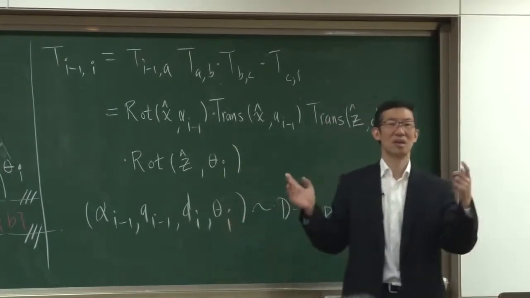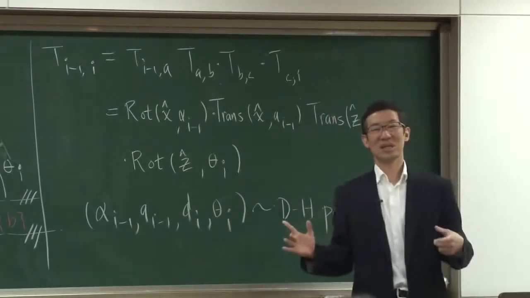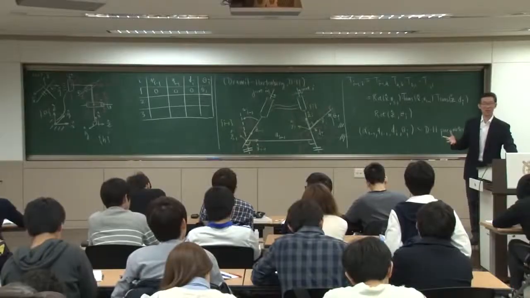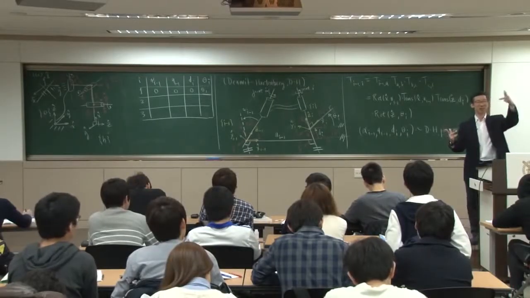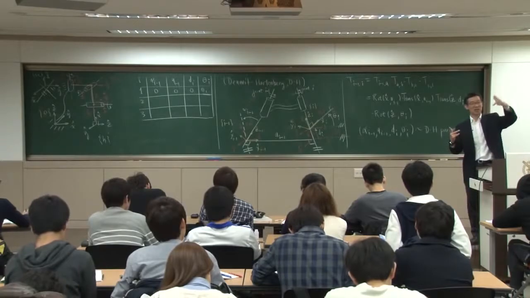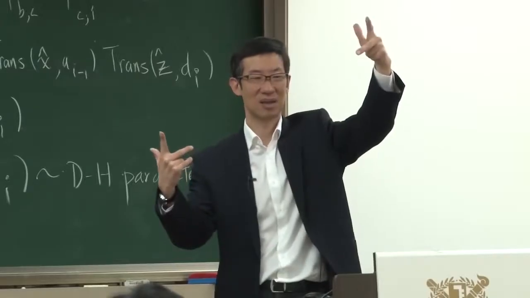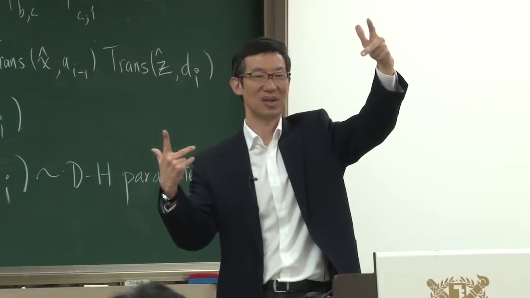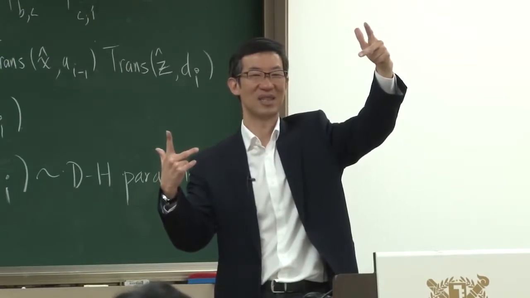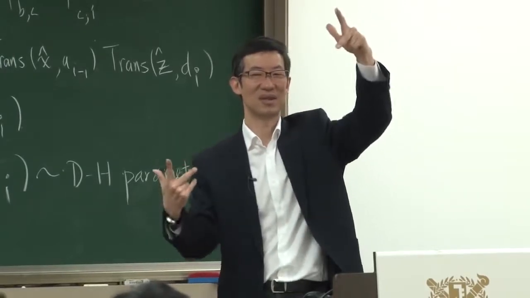Okay, so we spent several hours saying how many parameters do we need to describe the position and orientation of this frame with respect to this frame. How many do we need? Okay, not a trick question. How many do we need?